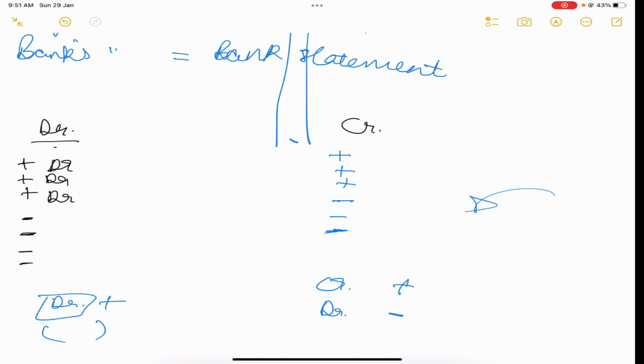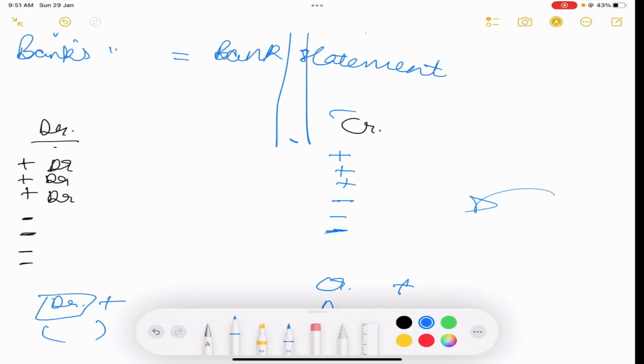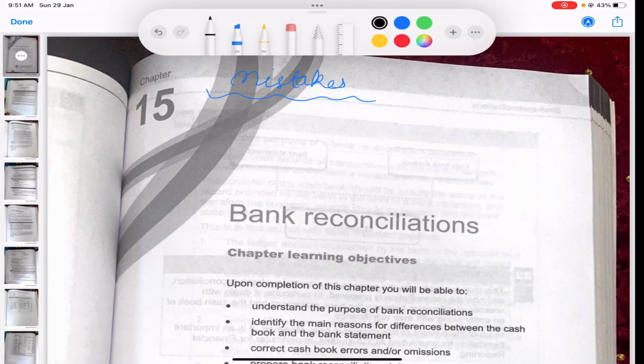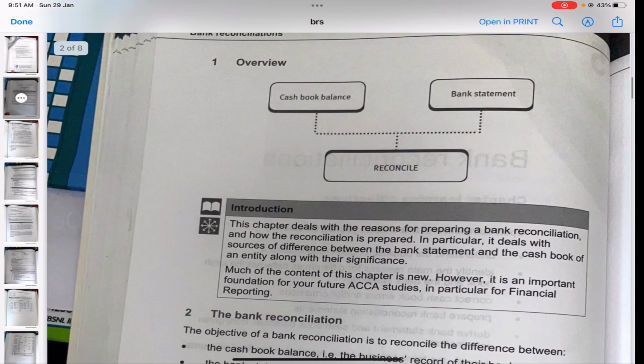Okay. Always remember that in the bank statement, everything is recorded from the perspective of the bank. Okay? It's not going to be recorded from my perspective. Whenever we are making a bank statement, we need to think of ourselves as the bank and record the transactions from their perspective. Now, let us start reading our theory and starting with the questions.